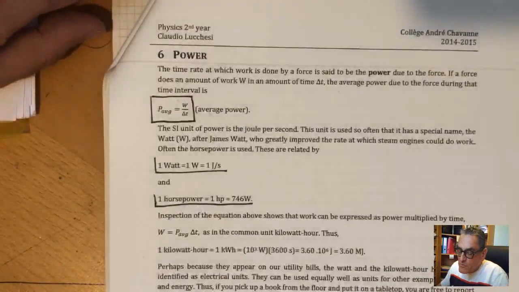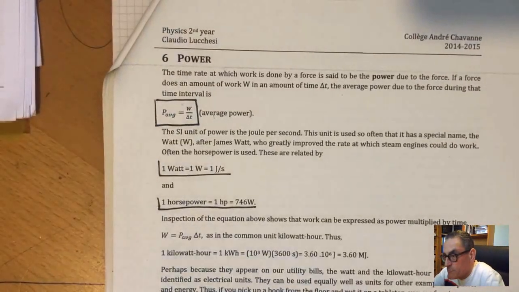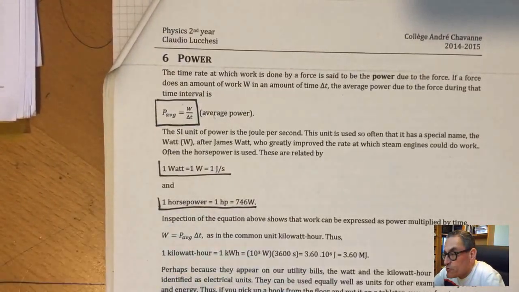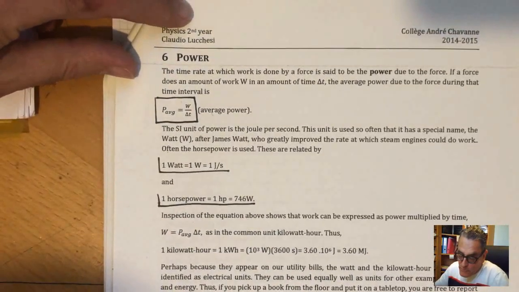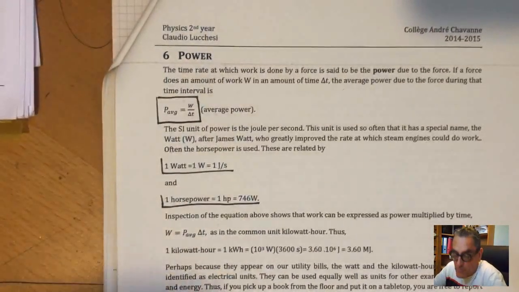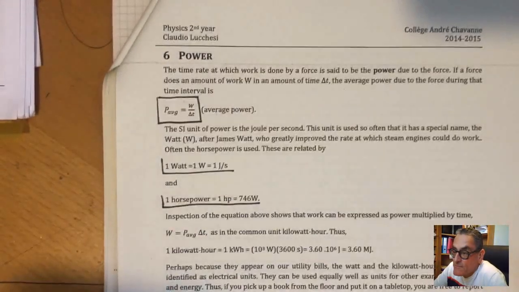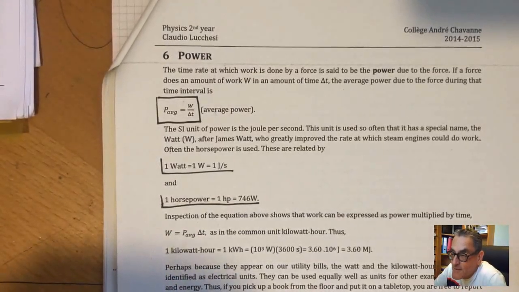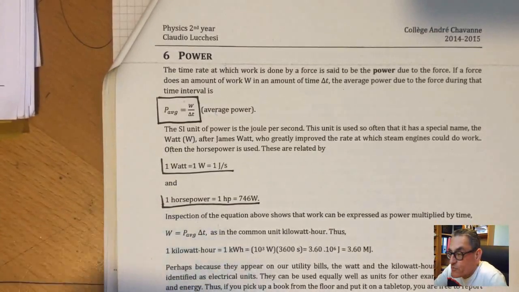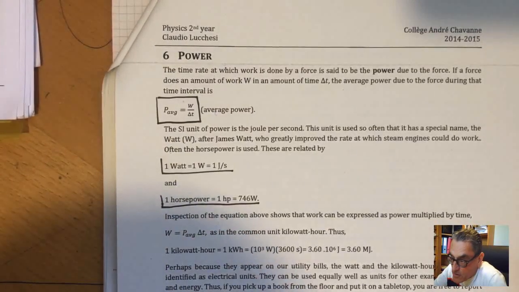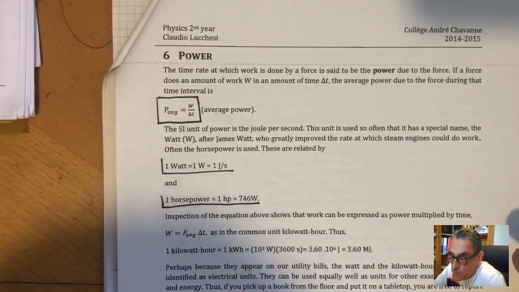Okay? So today we are going to talk about power. I'm sure you heard that word before. What is power for you? When you say that a car has a lot of power, what does it mean? It's going fast. In other words, it can produce a lot of energy in a little time. And a car which is not powerful cannot produce so much energy in the same time.